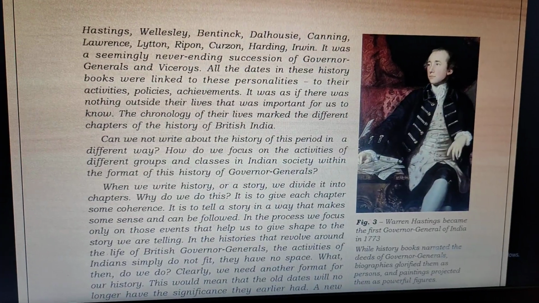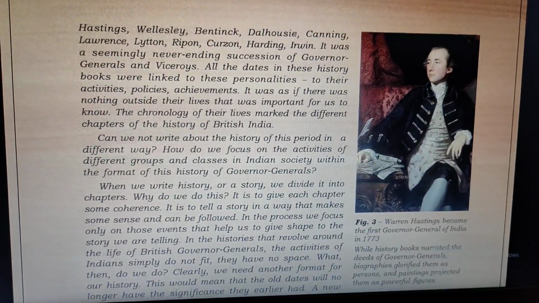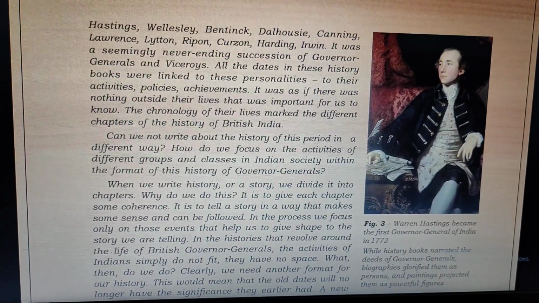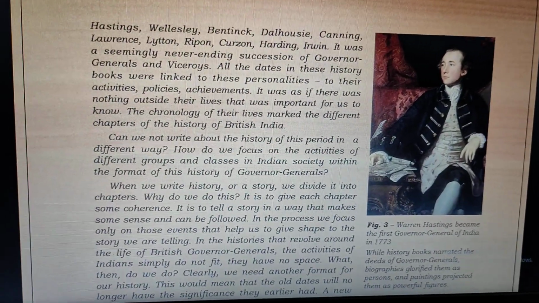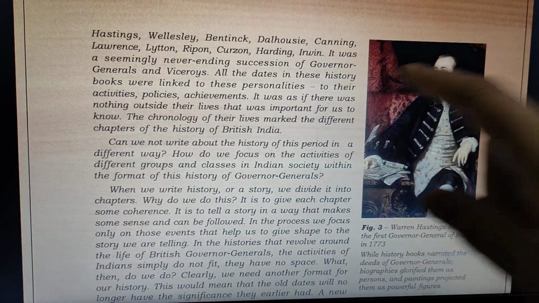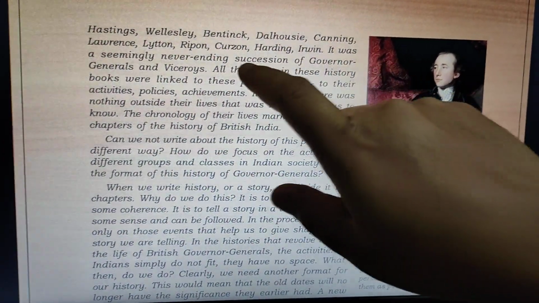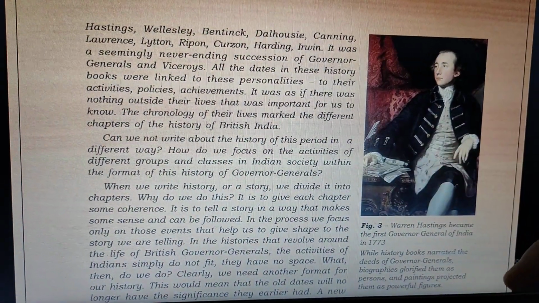Means if we look over certain British documents, right? Certain British records of history, we'll only find about these viceroys and governor generals of India, right?